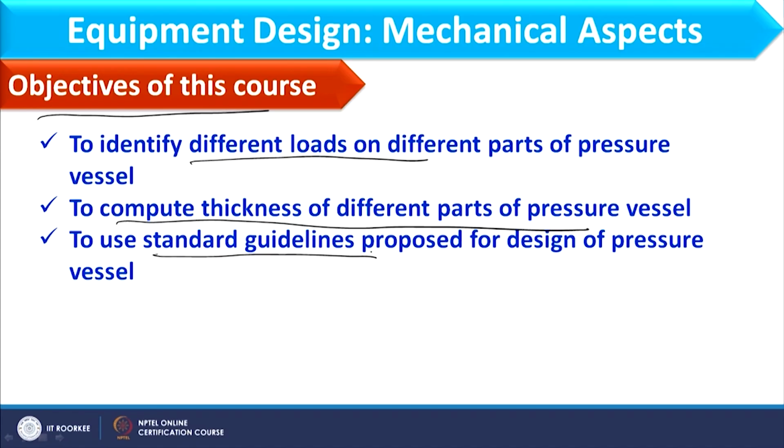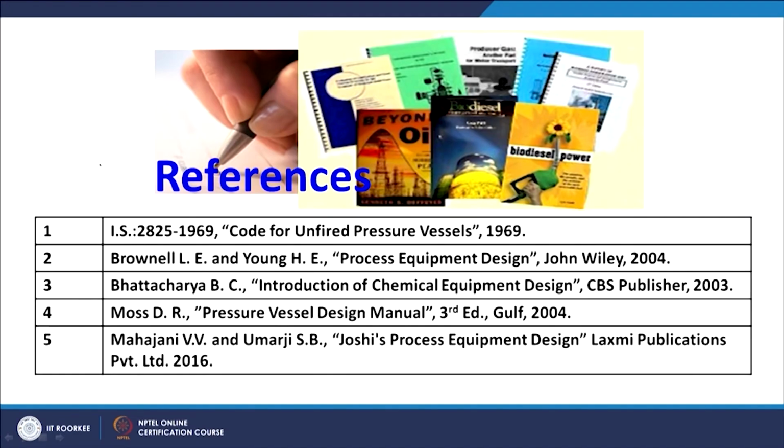So, these three are the objectives of this particular course, and here I have some reference books. Along with this code IS 2825, I will use the Brownell and Young book, the Bhattacharya book, and then Moss, and then the book by Mahajani and Umarji. All these books I will consider, and you can find them easily in the market. This IS 2825, you may not have access to it, so I will provide it to you, so that you can download and use it.